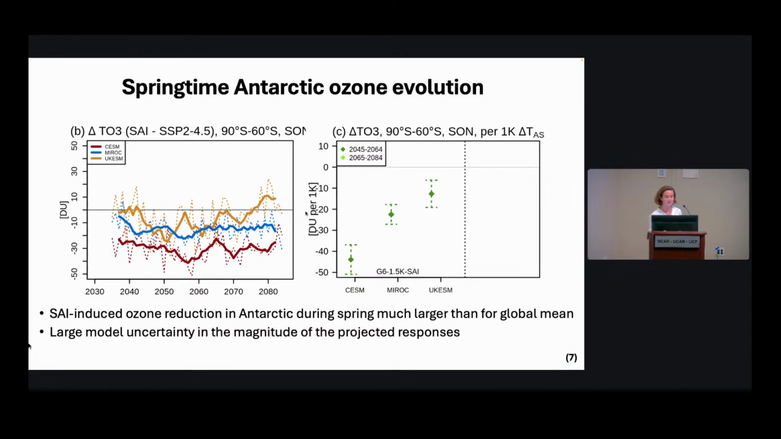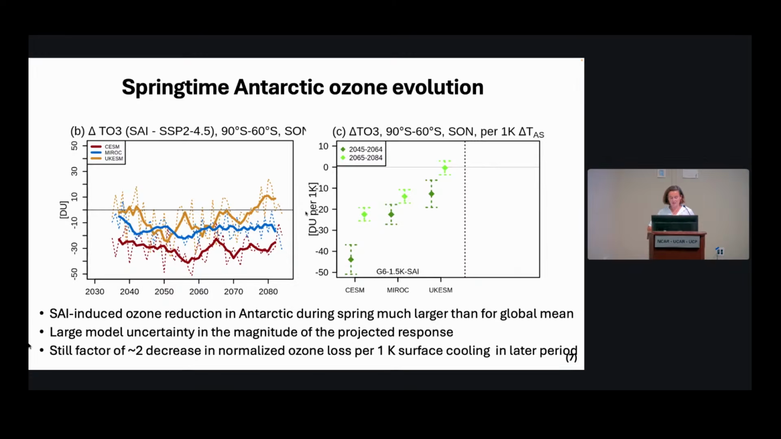And especially for the normalized ozone loss, we actually see a factor of 4 difference in the response, which is a huge uncertainty. And this highlights some of the still prevailing modern uncertainties in some of the SAI impacts that remain to be addressed. Nonetheless, one robust result remains: the normalized ozone loss, so the potential of SAI to deplete ozone, decreases as we go from the mid-century to the late century. There's around a factor of 2 decrease in the normalized ozone loss. And this is because of the concurrent reduction in stratospheric background halogen levels.